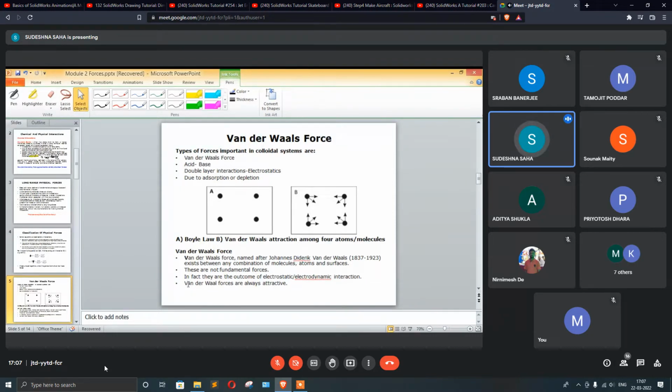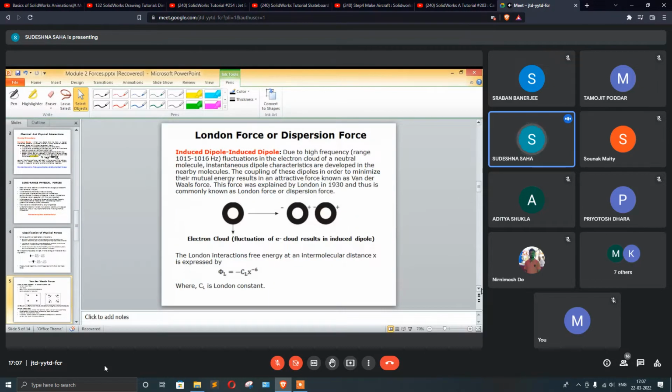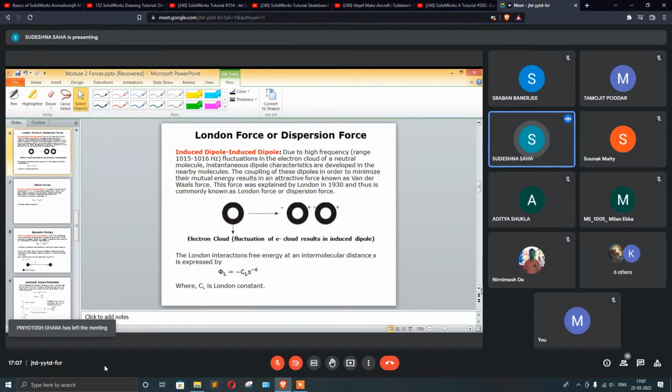So even though there are no charges present on a particular surface, atom or molecule, the van der Waals forces will still be present. And the answer to why is this slide over here, where the London force or dispersion forces have been mentioned. Before going to these forces, let me just clear it up. The van der Waals forces are mostly comprised of three different forces: London forces or dispersion forces, then the Debye force, and then the Keesom force.